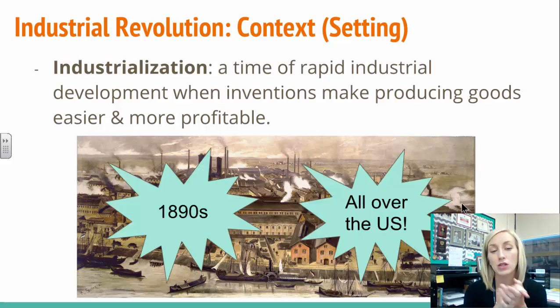As far as when it starts, the Industrial Revolution starts pretty closely after the end of the Civil War in 1865, but then it really picks up in the 1890s. And again, it's all over the United States as farmers move to cities. Okay, so more and more farmers moving to cities.